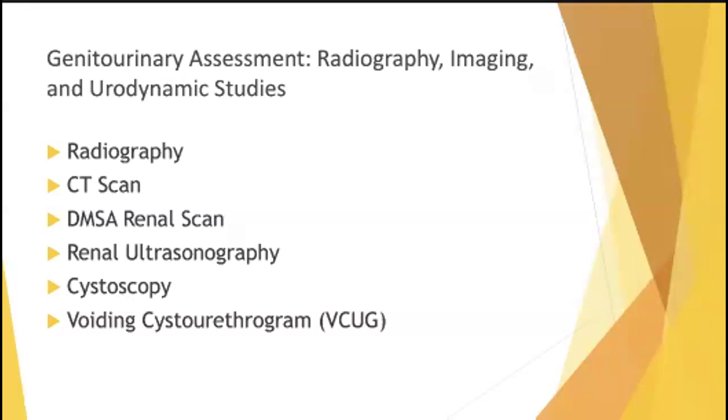We can do a DMSA renal scan. This is using radioactive material, and it evaluates blood flow and renal function. It can also assess renal scarring and pyelonephritis. A renal ultrasound is a great non-invasive way to determine position, size, and contour of the kidneys, ureters, and bladder. It can detect obstructions, renal stones, possibly. And it's also good if we're going to be doing a localized renal biopsy.